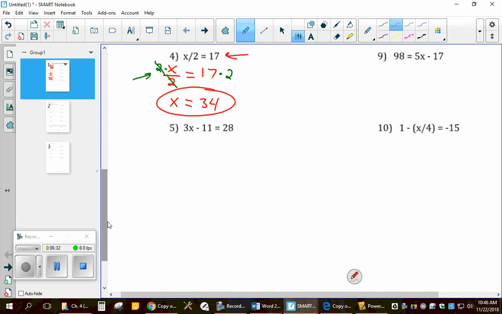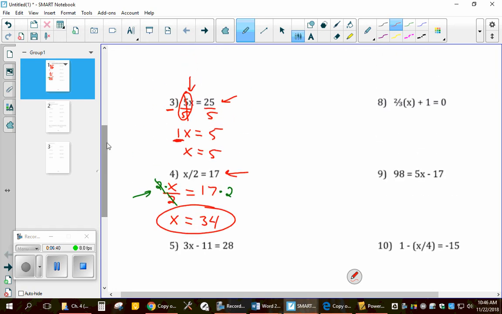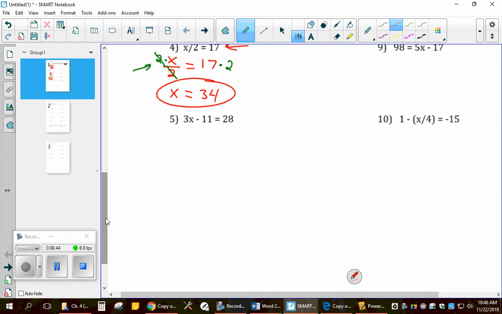Okay. Now, number 5, we've got a 2-step problem, right? So before I only had one problem in these ones, right? I only had a 5 to get rid of, or I only had like the 2 to get rid of. Okay, so in this one, I've got 2 things to get rid of, right? I need x on its own, so I gotta get rid of this 11, and I gotta get rid of this 3. And now the question is, which one do I get rid of first?